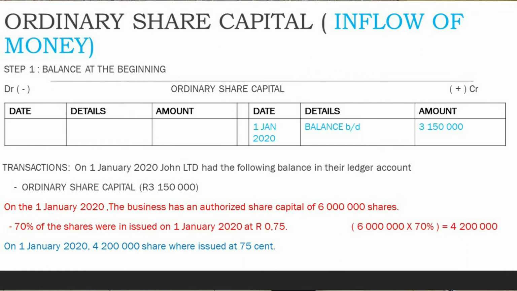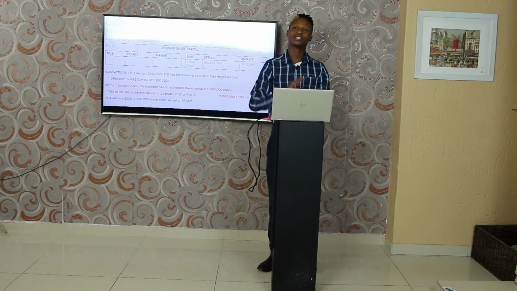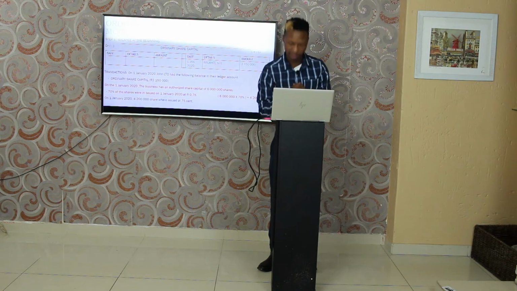So you're going to take your authorized shares, which is 6 million, multiply by 70%. We are only looking for that 70%. 6 million shares is our 100%, but we are only issuing 70% as our opening balance. So you take your 6,000,000, multiply by 70%, and you get 4,200,000. That 4,200,000, it's your what? It's your unit of shares.